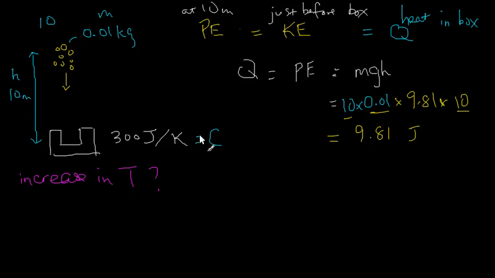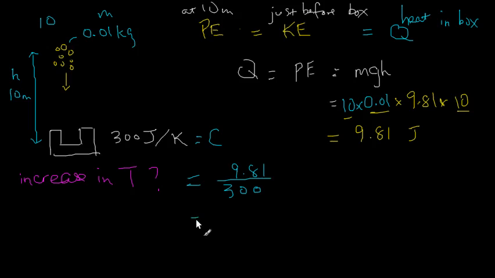Now, according to this heat capacity given, for every 300 joules of heat that goes into the box, it must increase by 1 Kelvin or 1 degree Celsius in temperature. Okay, so what happens when 9.81 joules go into the box? We can just do a fraction, right? Just take 9.81 divided by 300 joules. So let me write that out. Therefore the increase in temperature is equal to 9.81 divided by 300. That's it, really.